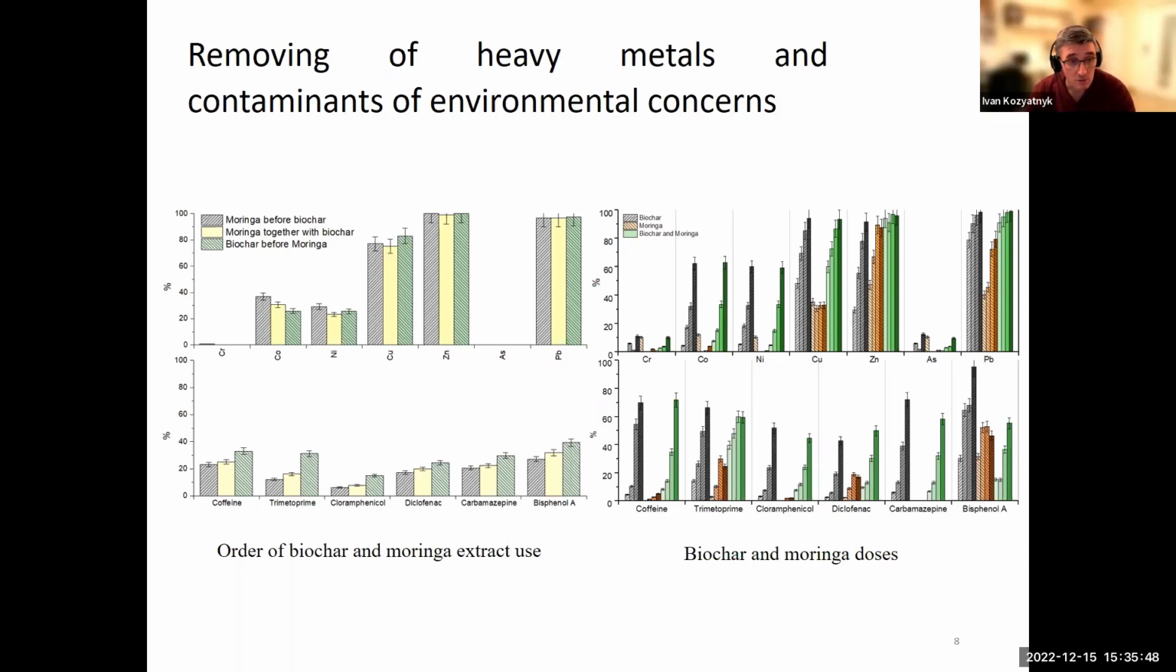But let's return to the order of use, what to add first to the water, biochar or Moringa. It's seen that for heavy metals, there was no big difference in how to apply them, but for organic pollutants, it seems that it's better to add biochar first to the stirred solution, and only after that, in about 1 or 2 hours, add Moringa extract to coagulate all this slurry.